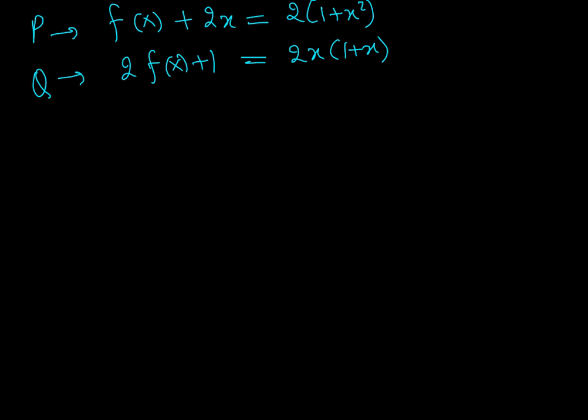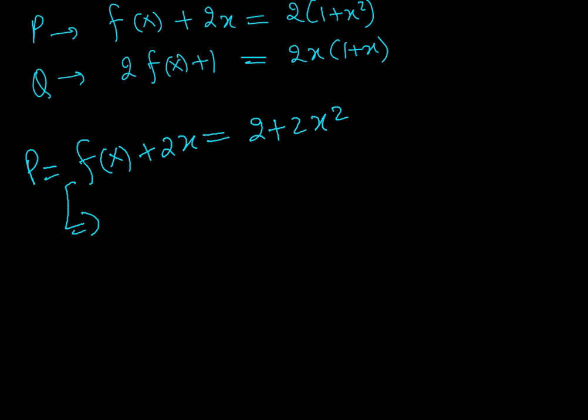Again, the second part of the problem gives two statements, that is P(x): f(x) plus 2x is equal to 2 times (1 plus x square), and in P he states there exists some x which is a real number which satisfies this. Similarly, in Q he states that there exists some x which is a real number which satisfies this. Now let me examine first of all P. P is f(x) plus 2x equals 2 plus 2x square.